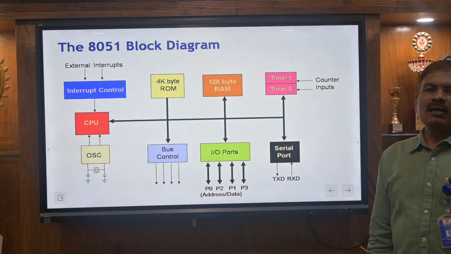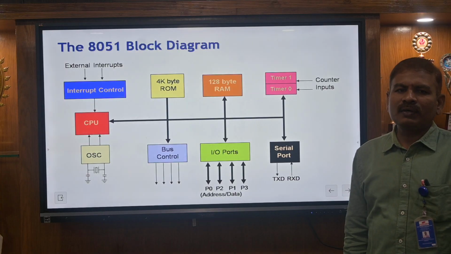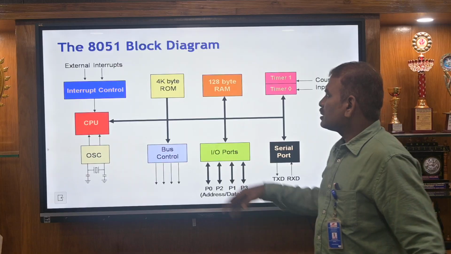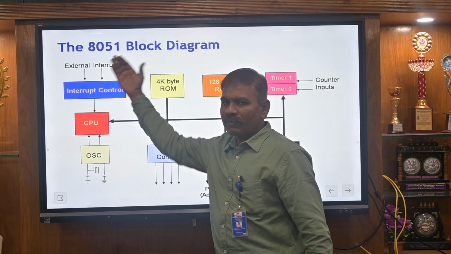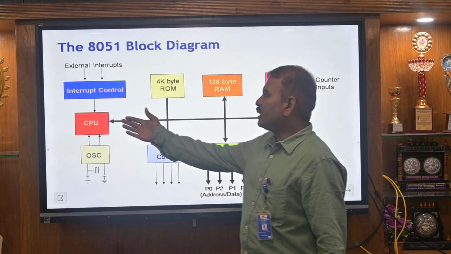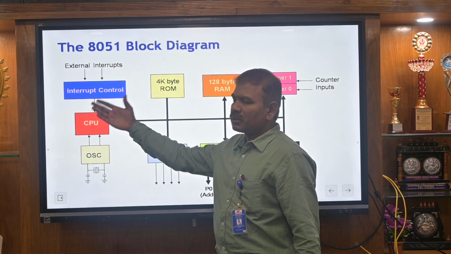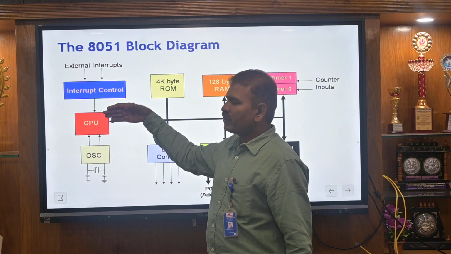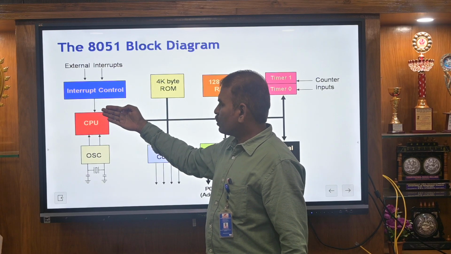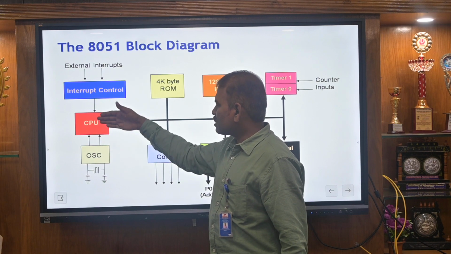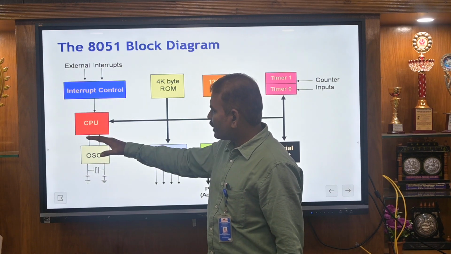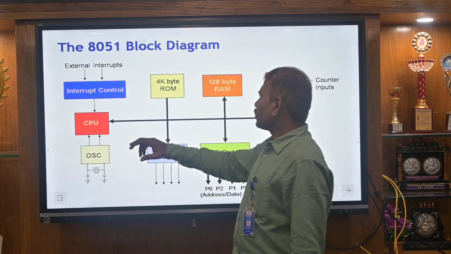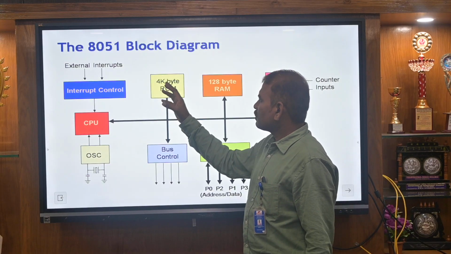This is the internal structure of 8051. Here an external interrupt is available, and when an external interrupt is received, the interrupt controller handles the various types of interrupt controls. Then it is transferred to the CPU, and oscillators are connected with the CPU. In the oscillator, two types are available, which we will define further.